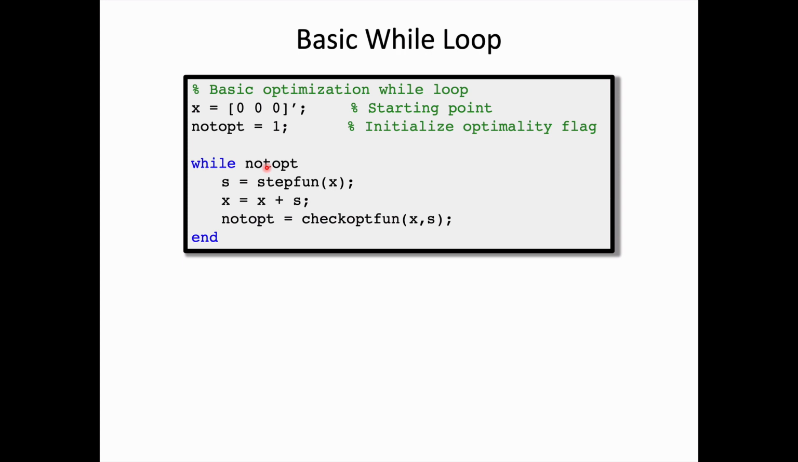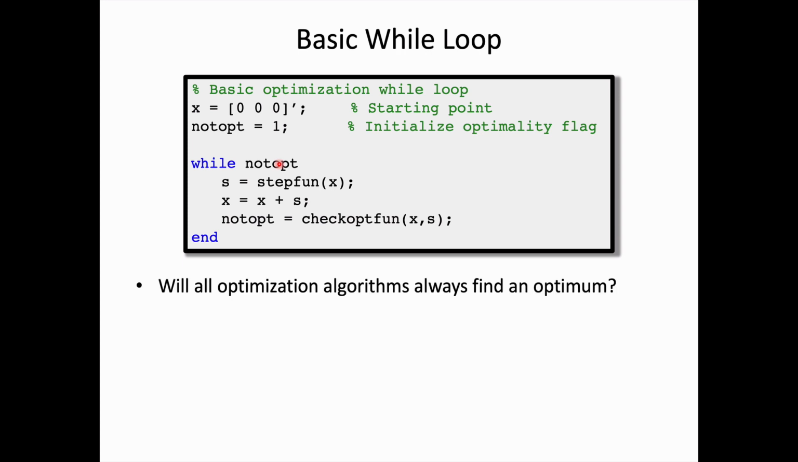And this while loop will test not opt, and it's 0, and then it's going to terminate. So that seems all well and good. This seems like a reasonable process for finding an optimum, but we need to think a little bit more deeply about it. Will all optimization algorithms always find an optimum?